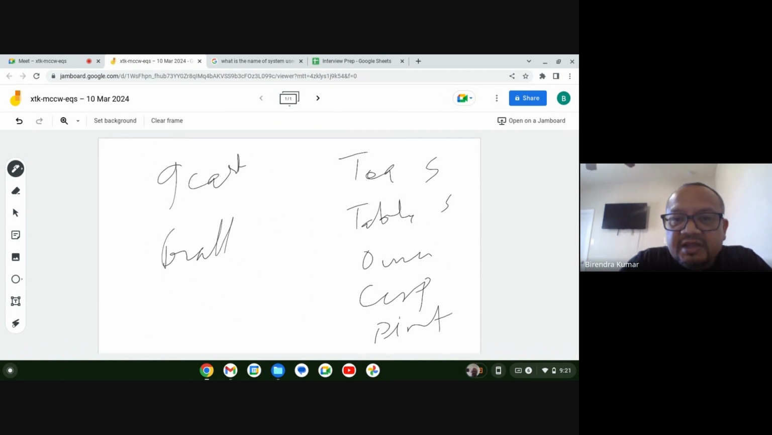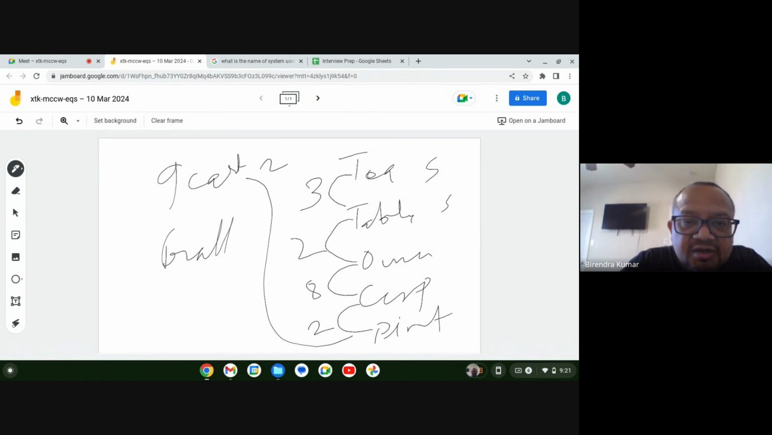So 3 teaspoons make 1 tablespoon. 2 tablespoons make 1 ounce. 8 ounces make 1 cup. 2 cups make 1 pint. 2 pints make 1 quart. And 4 quarts make 1 gallon. This is the sequence.